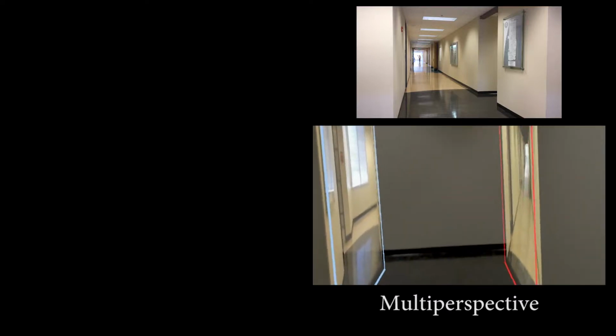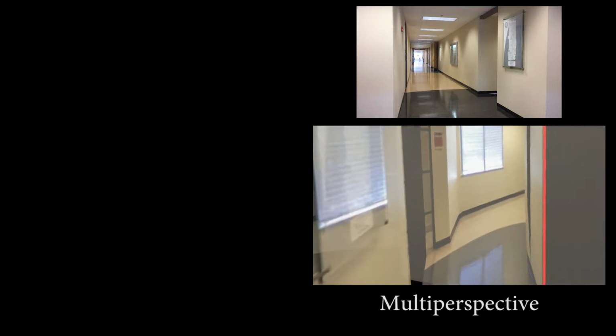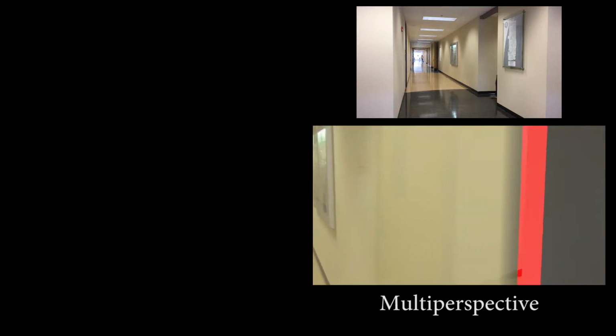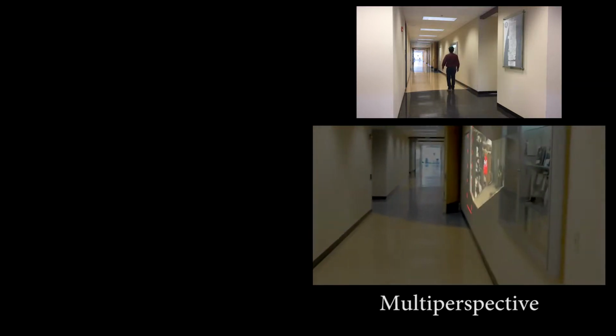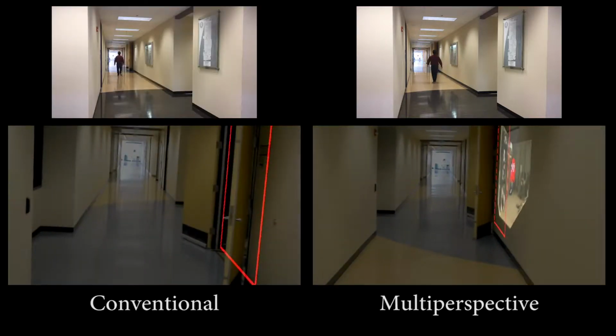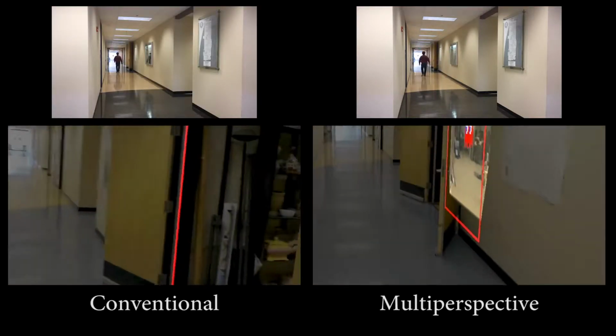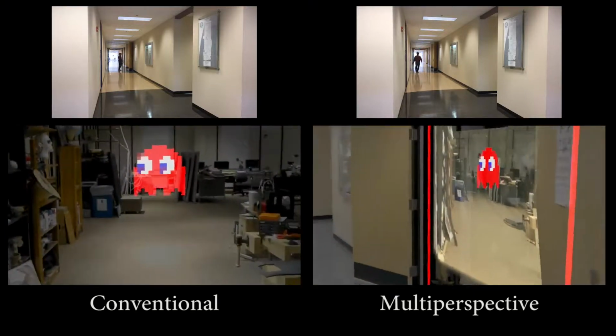In our multi-perspective visualization, when the user looks at a portal marked with a rectangle, a secondary view swings into place to reveal what is visible through the portal. This way, the user can monitor an intersection remotely, avoiding unnecessary locomotion to intersections where there are no targets to be found.